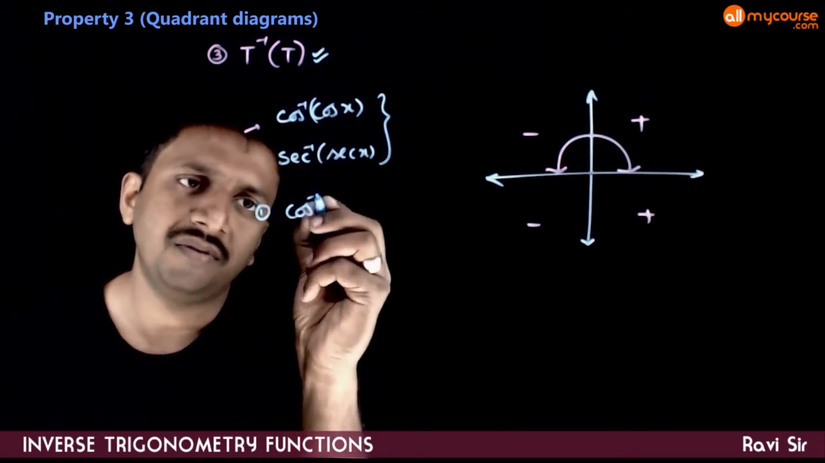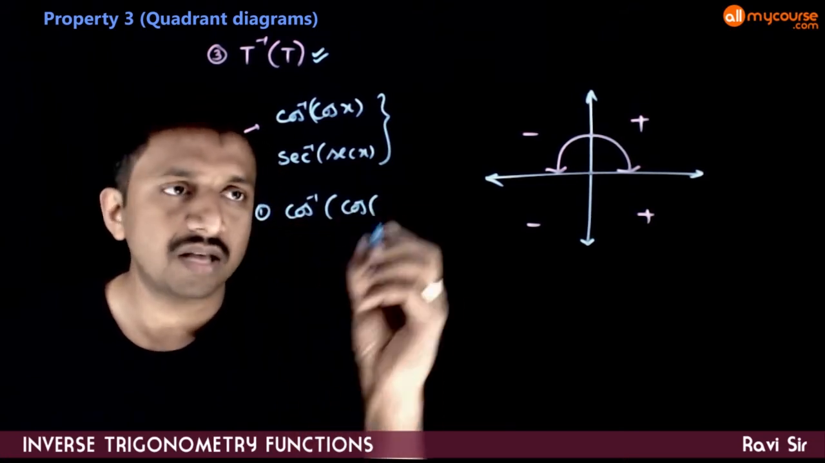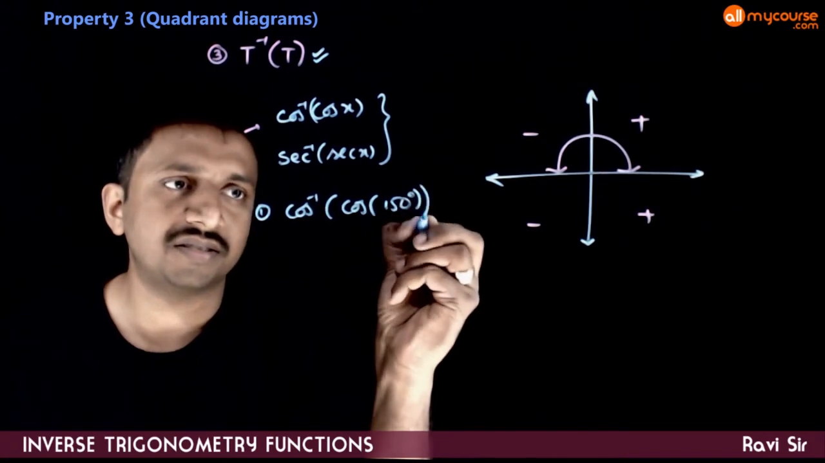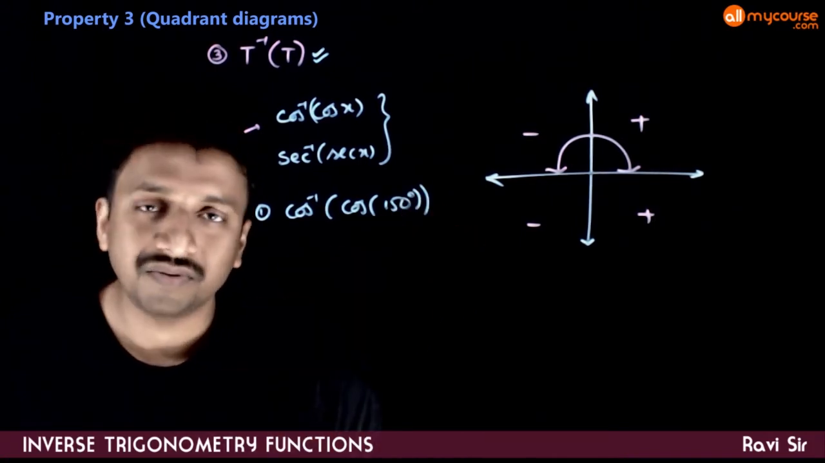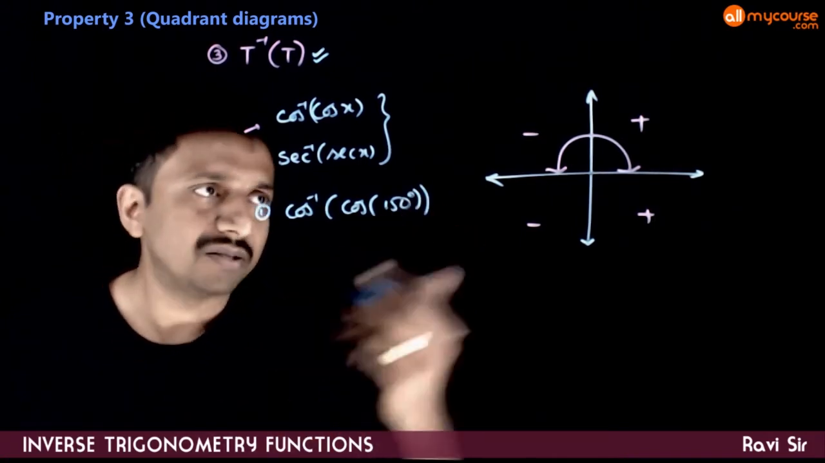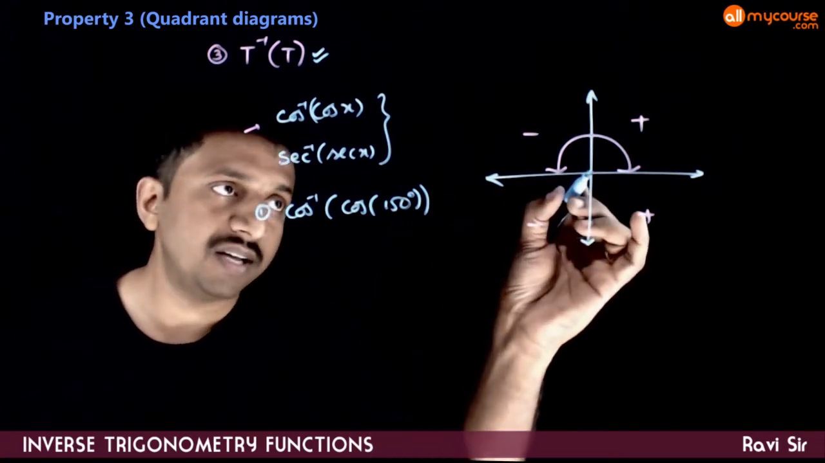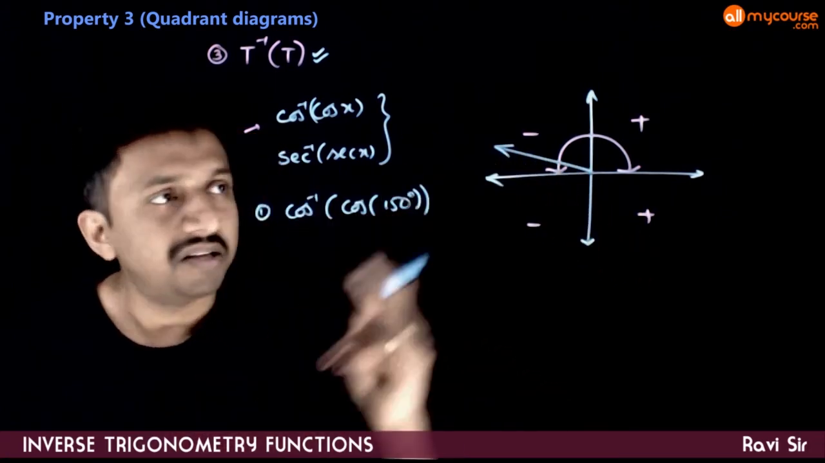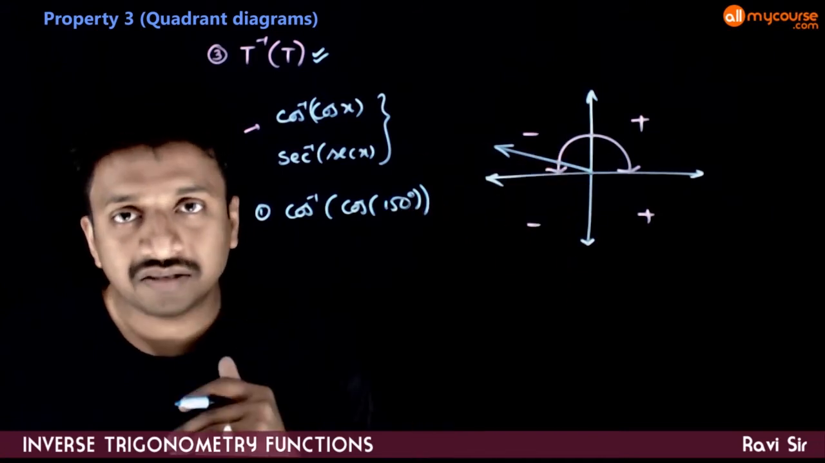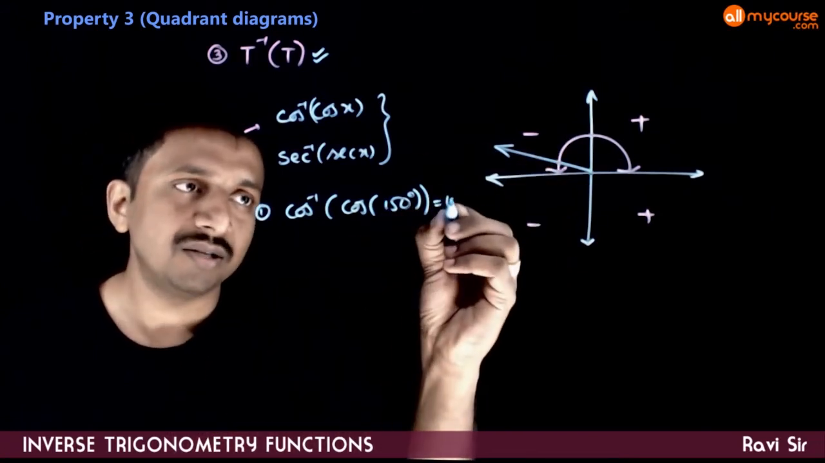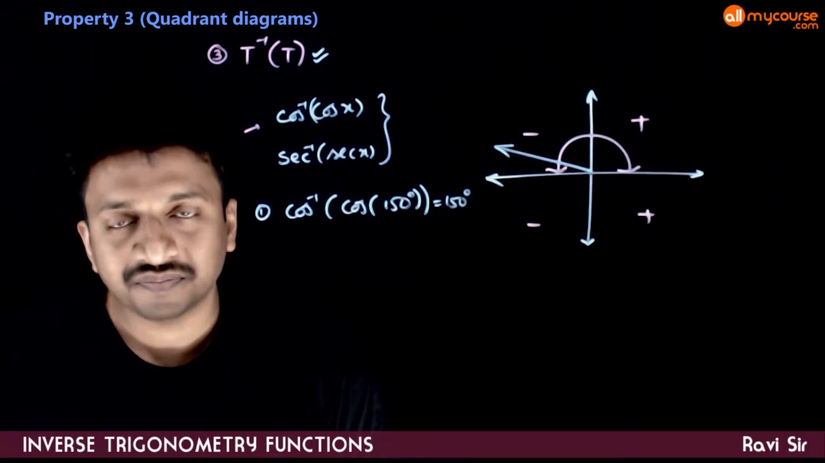Now, let us take some examples. Cos inverse of cos 150 degrees. So, draw the ray corresponding to 150 degrees. The ray lies well within the range, so you don't need to do anything. So, the answer is 150 degrees.